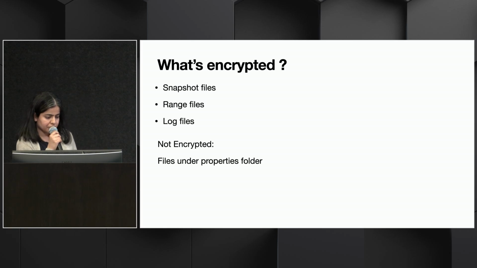Now let's move on to the design part. The first question to ask is, what should we encrypt and what shouldn't we? The answer is simple. Whichever files contain the key values, we will encrypt. That is snapshot files, range files, and log files. We are not encrypting anything in the properties folder because that's just metadata.